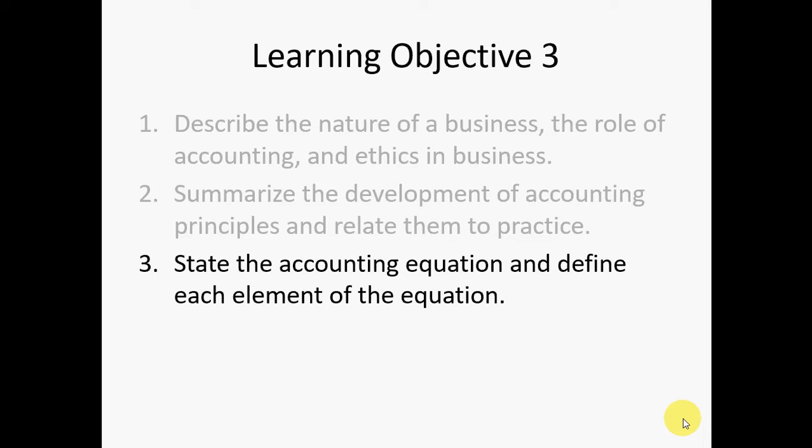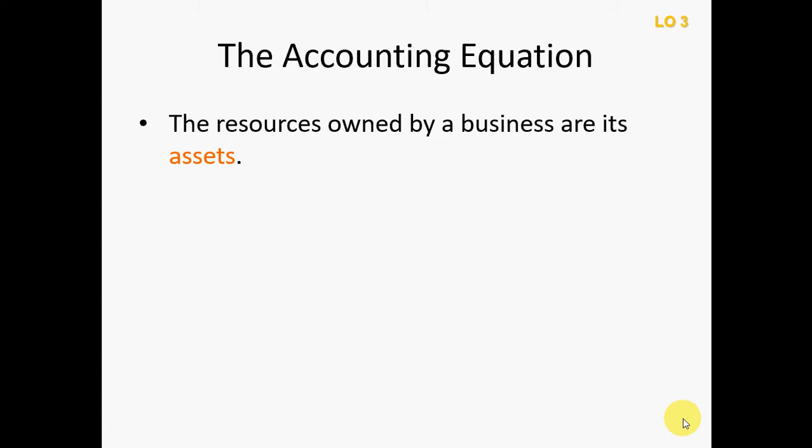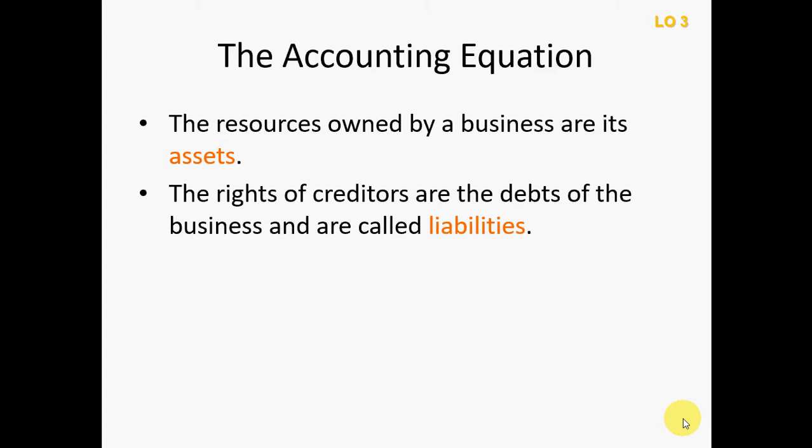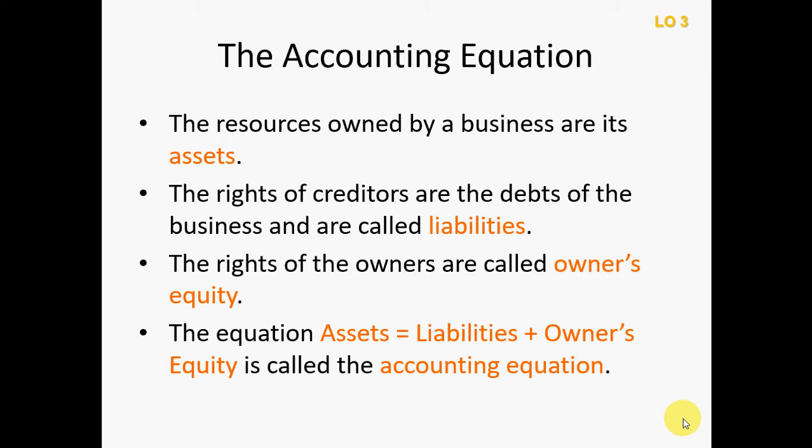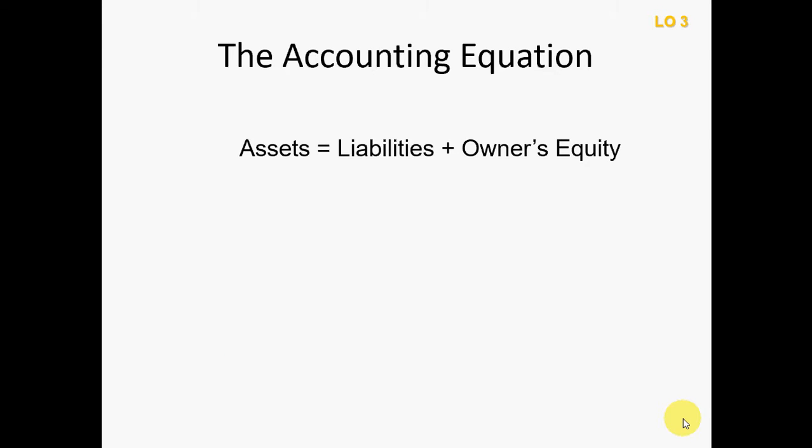Now we'll be talking about the accounting equation and defining each of its elements. The resources owned by a business are its assets. The rights of creditors are the debts of a business and are called liabilities. The rights of owners are called owner's equity. And the accounting equation is: assets equal liabilities plus owner's equity. So assets equal liabilities plus owner's equity is the accounting equation.